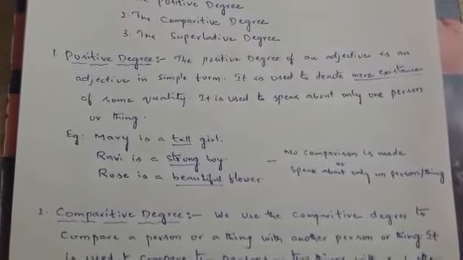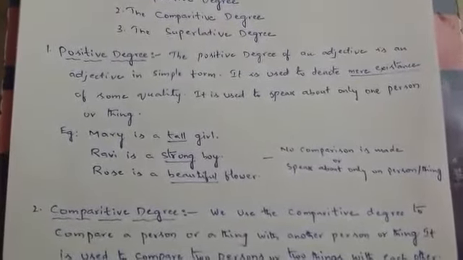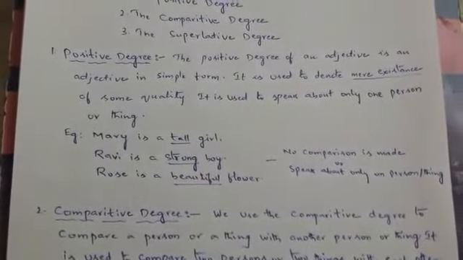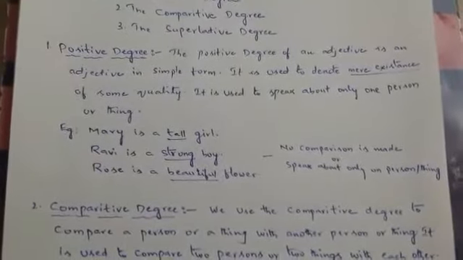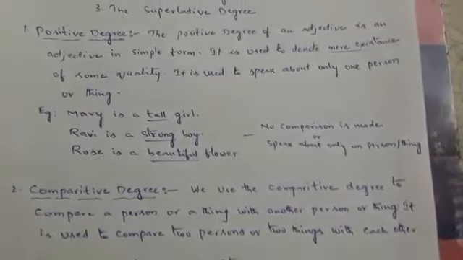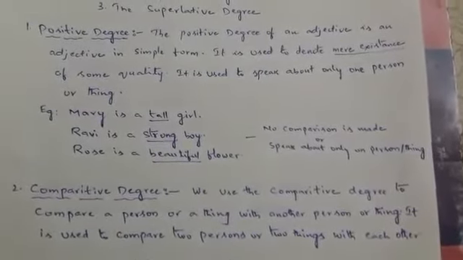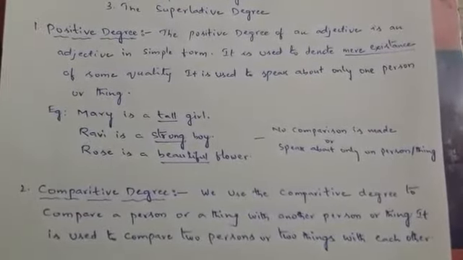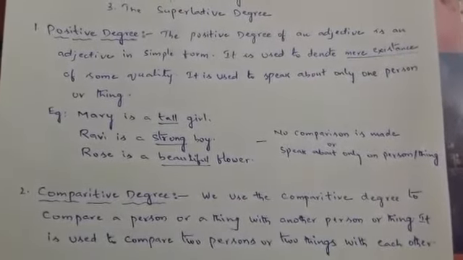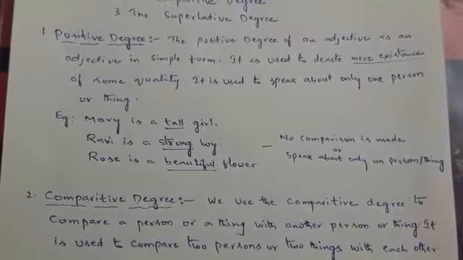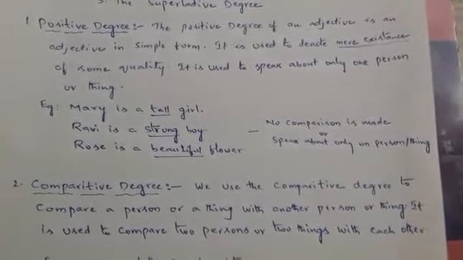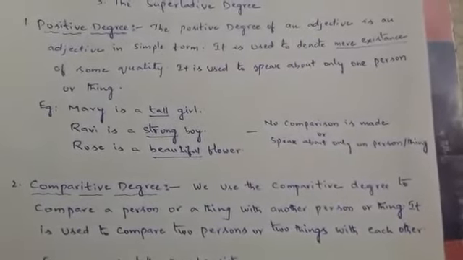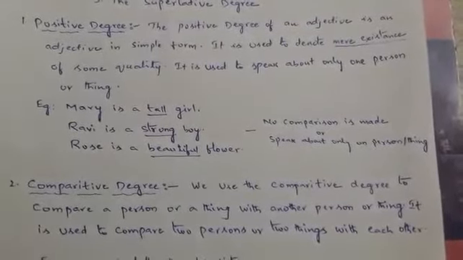For example, Mary is a tall girl. Ravi is a strong boy. Rose is a beautiful flower. So, if you observe these three sentences, you could understand that no comparison is made, or they speak about only one person or thing. That means Mary, Ravi, and the Rose flower.